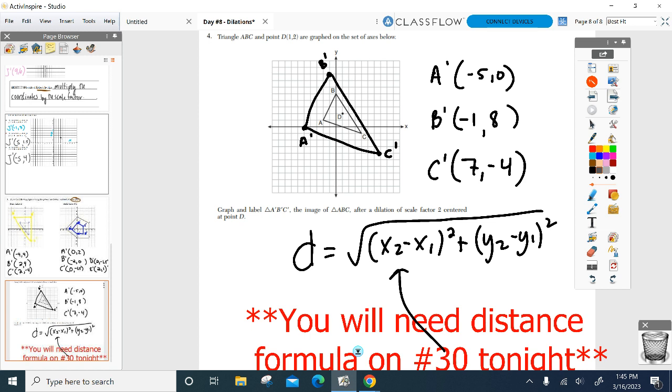This last problem, you are not dilating around the center of the origin. No problem.